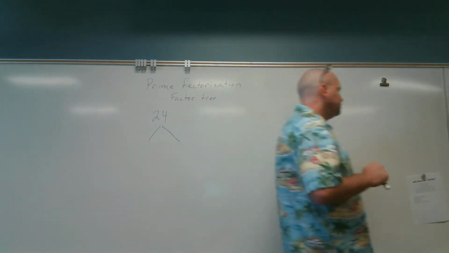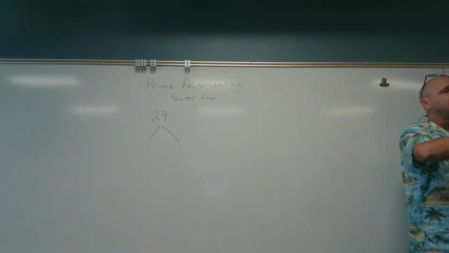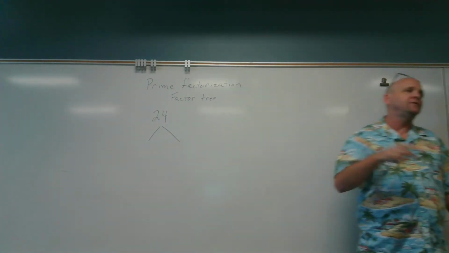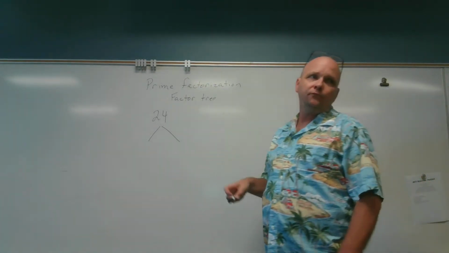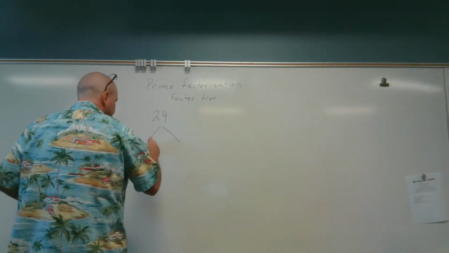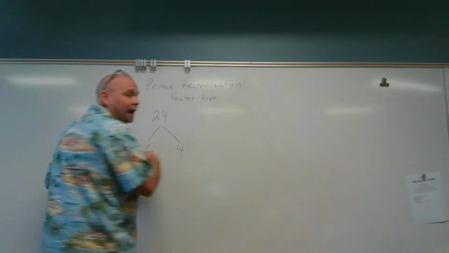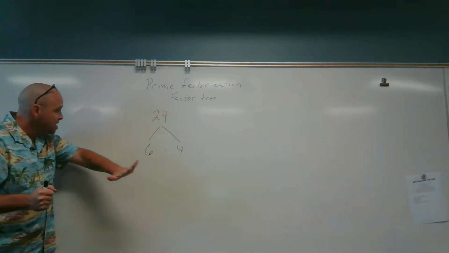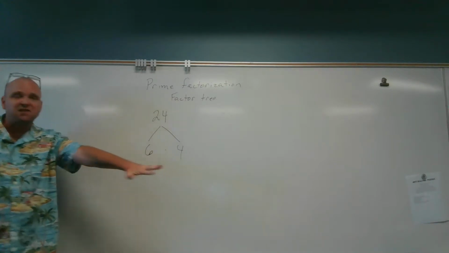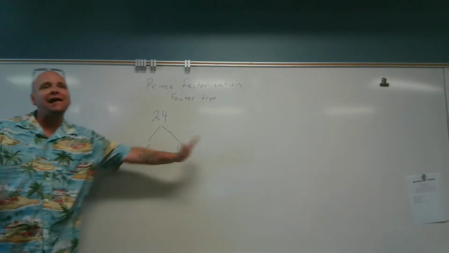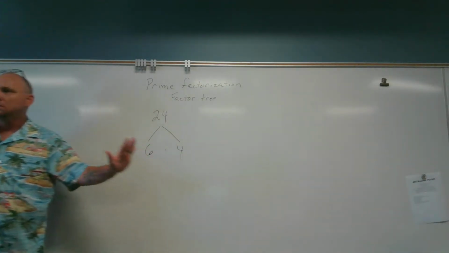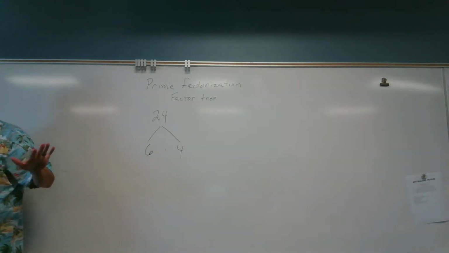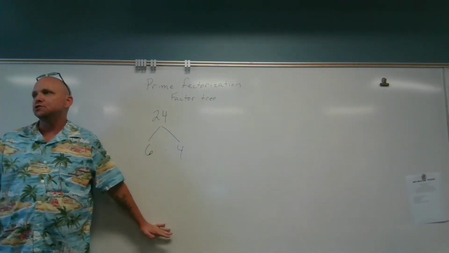So Andrew, what is one way you can multiply together to get 24? 6 times 4. I could put 12 times 2. I could put 8 times 3. I could put any of those here, and I'm still going to have the same prime factors when I'm done.